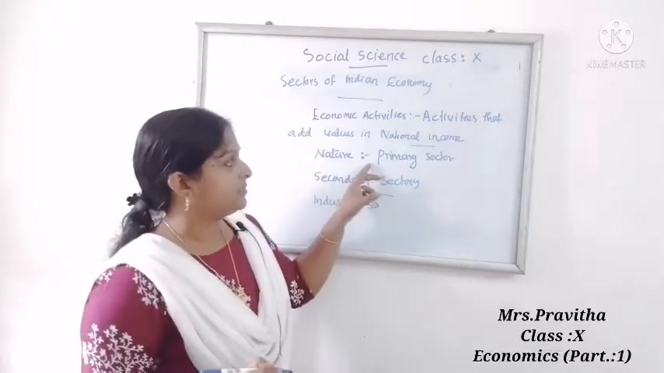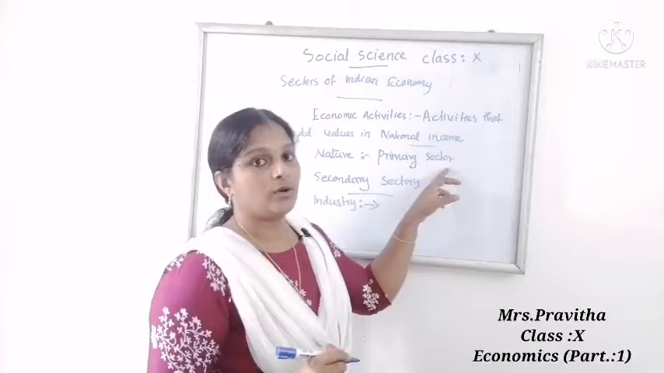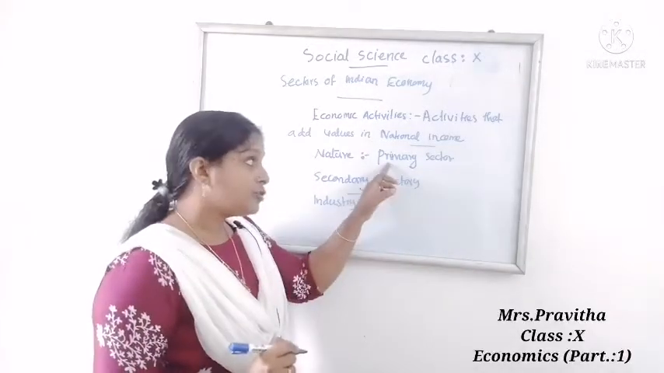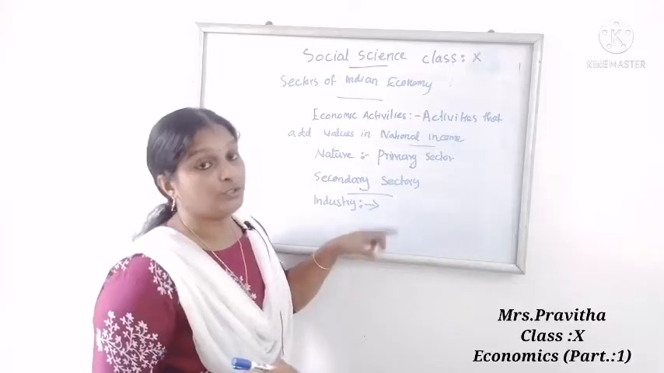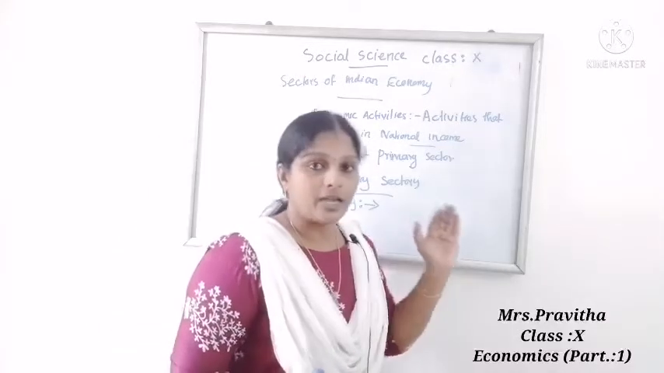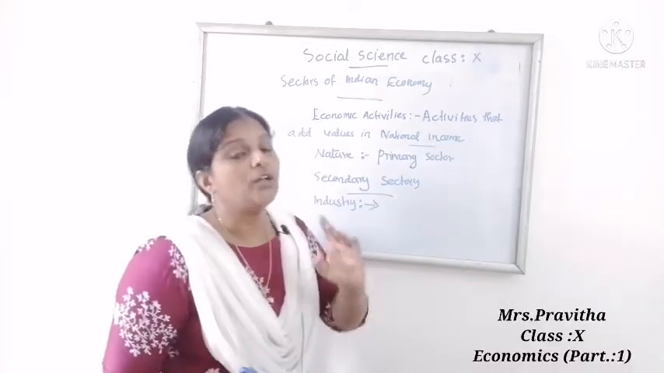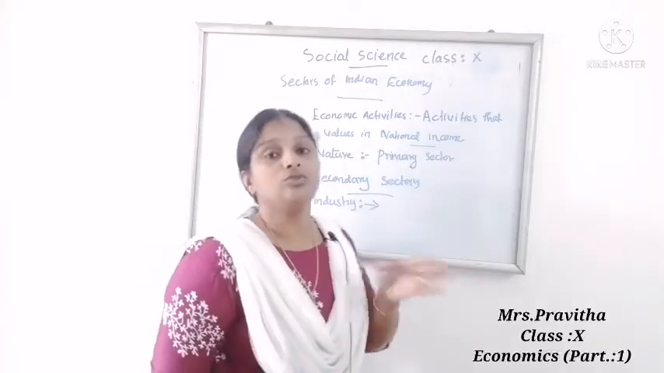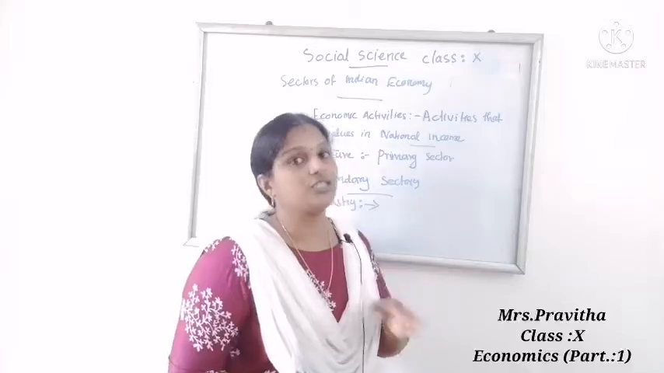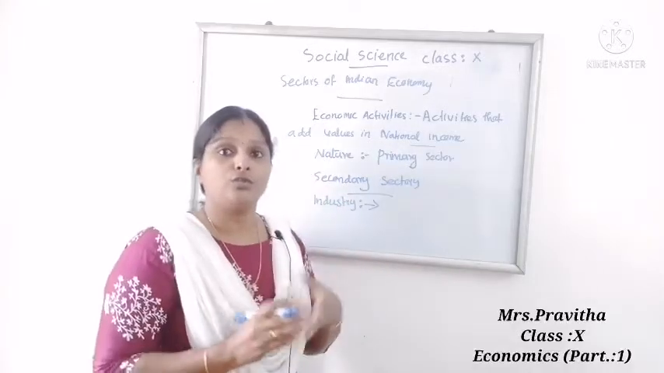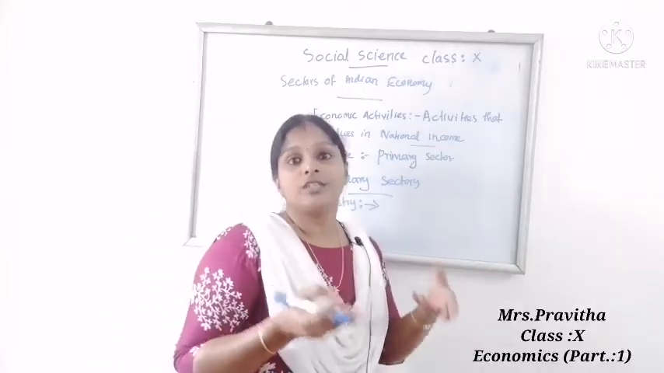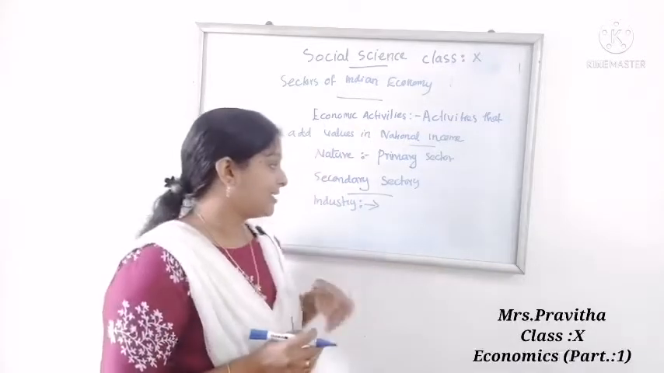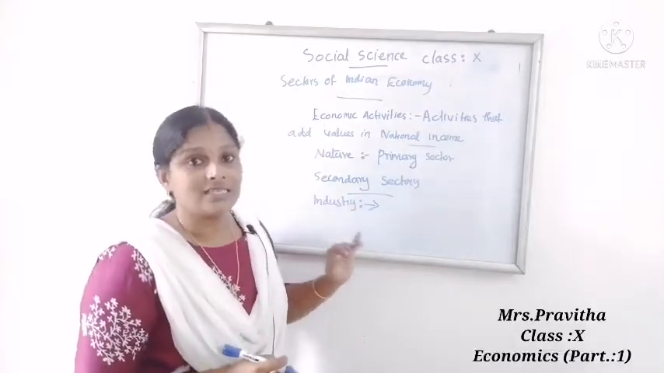In primary activity, ma'am told, natural things or natural products are made. In secondary activity, natural products will change into manufactured products. For example, sugarcane changes into sugar. Wheat changes into biscuit or bread. Cotton changes into cotton clothes. These are all some examples of the secondary sector.